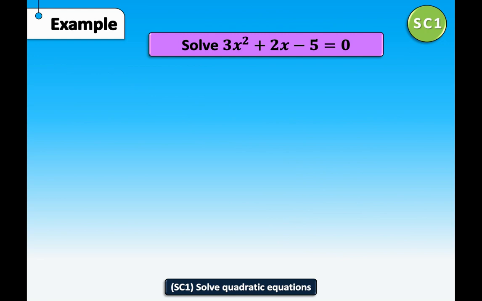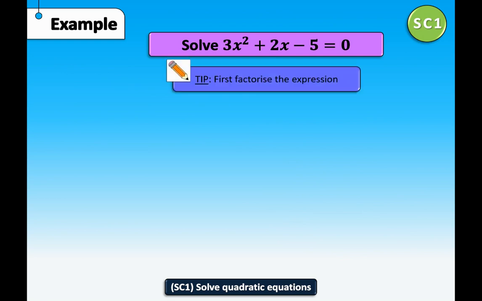In this question, we've got a coefficient of x squared, so we need to do something a bit different. Again, we're going to start by factorising the quadratic. The first thing we do is multiply together the coefficient of x squared, which is 3, and the constant, which is minus 5. So they times together to make minus 15.